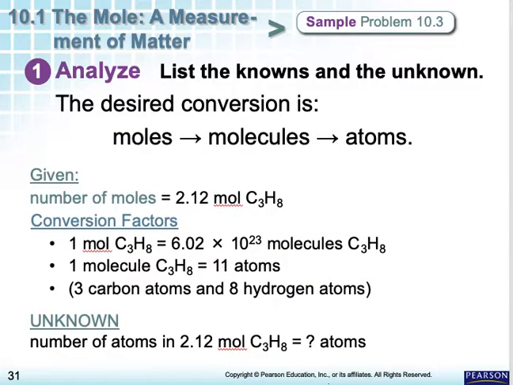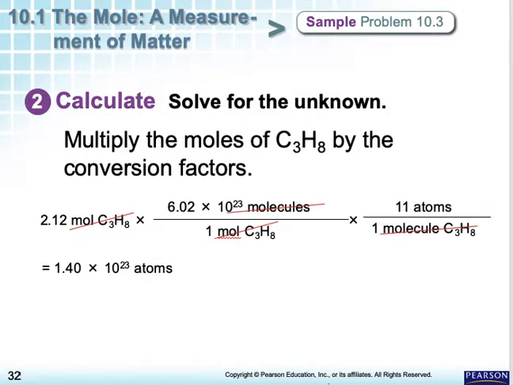So we, of course, will start with what we're given. Our conversion factor is 1 mole equals 6.022 times 10 to the 23rd molecules of propane. And 1 molecule of propane has 11 atoms, 3 plus 8. So we want to know how many atoms. So we start with what we're given, and we multiply by Avogadro's number, and then we multiply by the atoms, and we get 1.4 times 10 to the 23rd. And I think there's a problem there, but we will work that one out in class as well.